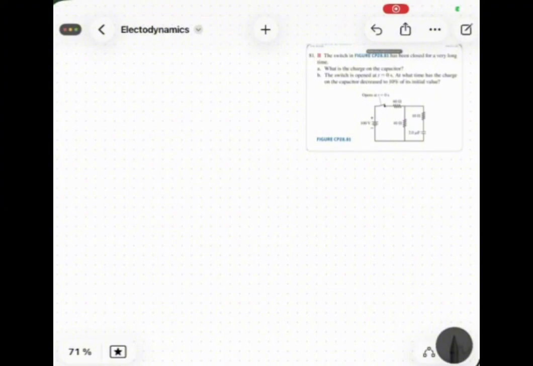Here is my second problem. The switch in the figure has been closed for a very long time. The first unknown is the charge on the capacitor. The second unknown: the switch is opened at t equals 0 seconds. At what time has the charge on the capacitor decreased to 10% of its initial value? Let's write it first.